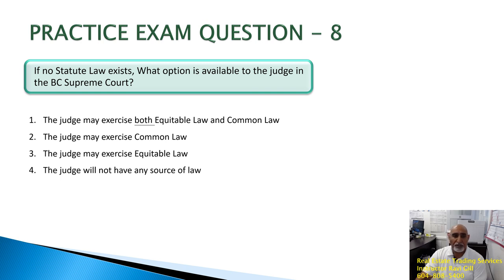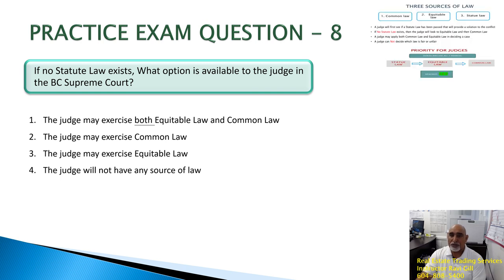Well, the judge may exercise both equitable and common. Okay, that's possible. The judge may exercise common. And that's true also. The judge may exercise equitable. That's true also. The judge will not have any source of law. Well, he does have 2. He has equitable or common. I would say number 1 is more correct than number 2 and 3. So the notes are here. If you understand that portion, then you'll be able to answer this question.